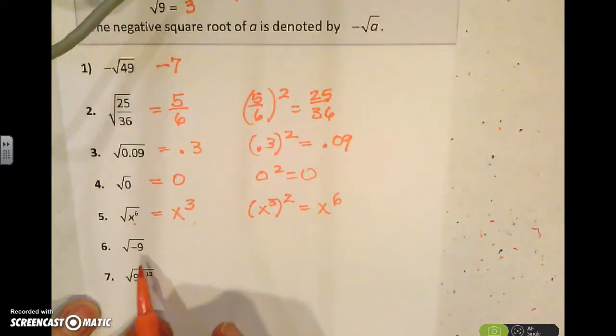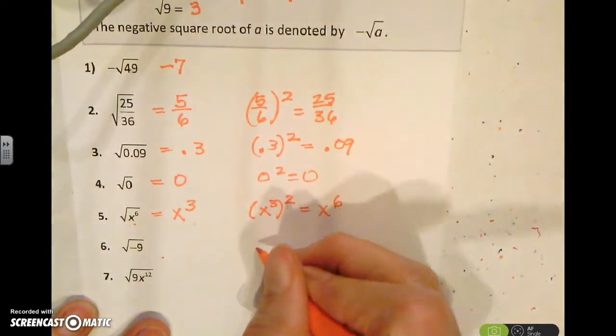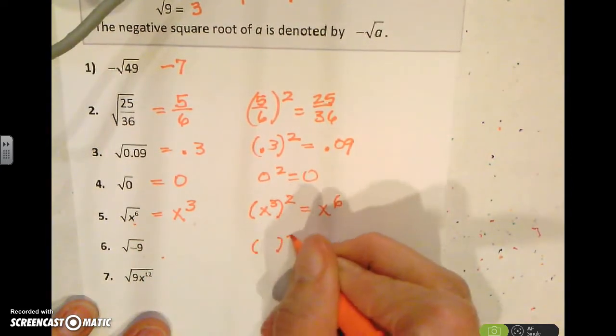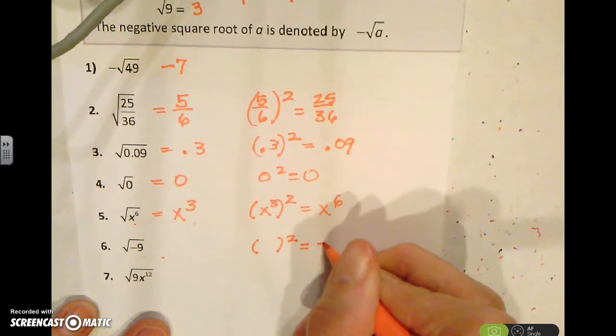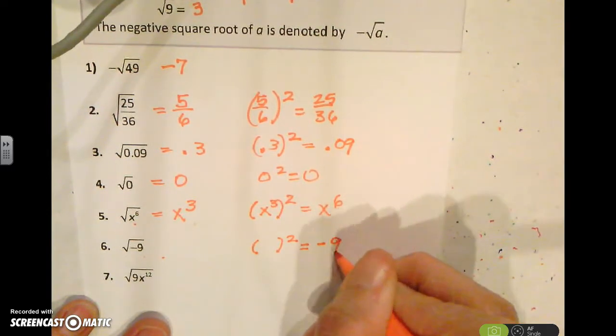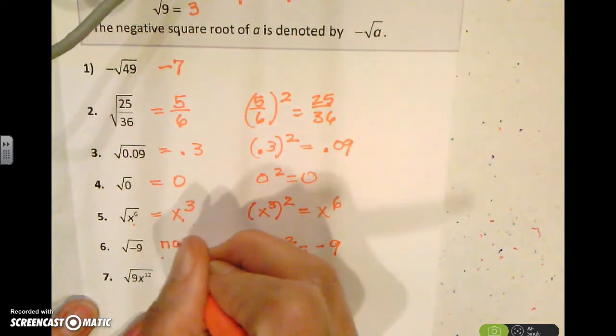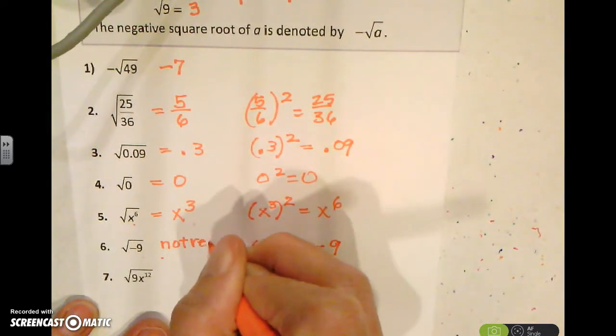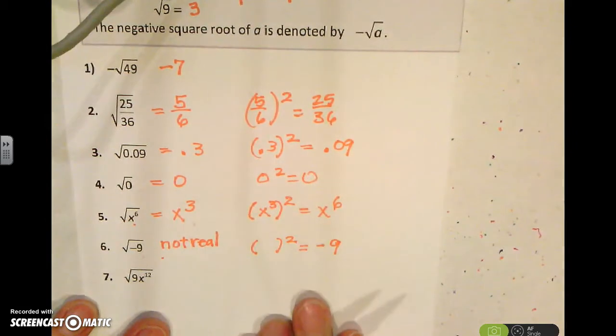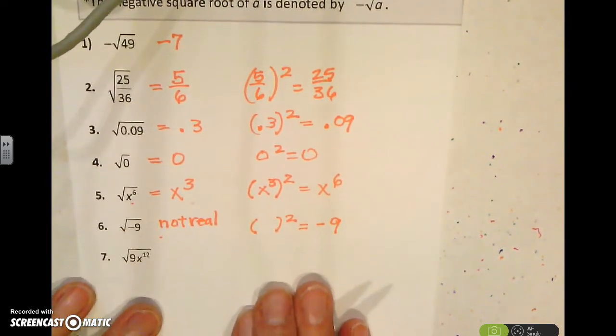So how about the square root of negative 9? Is there some number that we can square to get a negative answer? No, there's not. And we're going to say that this is not real. It's not that it doesn't exist, it can't be done, it's just not real. And we'll learn what it is exactly later on in this chapter. But for now, it's not real.